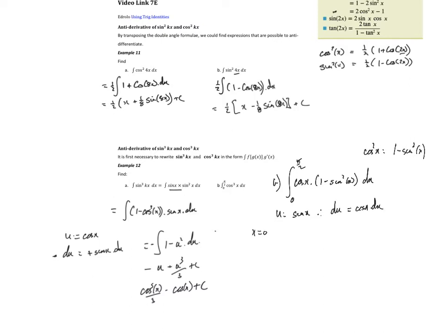If x is equal to 0, u will equal sine of 0, which is 0. If x is equal to pi on 2, u is equal to sine of pi on 2, which is 1. So my integral becomes the integral between 0 and 1 of 1 minus u squared du, which is u minus u to the 3 on 3, evaluated between 1 and 0, which equals 1 minus 1/3, which is 2/3.